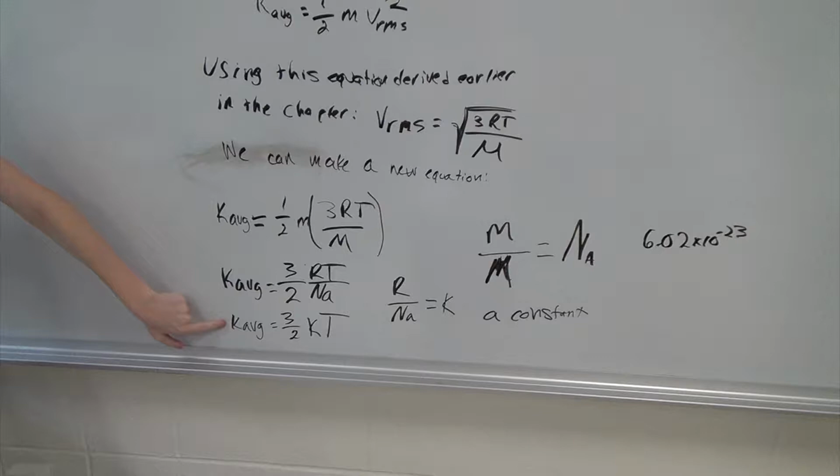So what this equation tells us is that the average kinetic energy is directly proportional to the ideal gas's temperature and is unaffected by the molecule's mass. Thus, by measuring the temperature of the gas, we can also deduce what its average translational kinetic energy is.